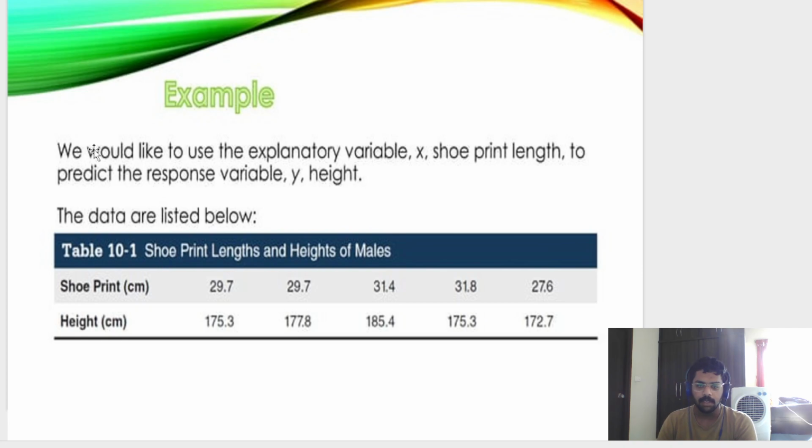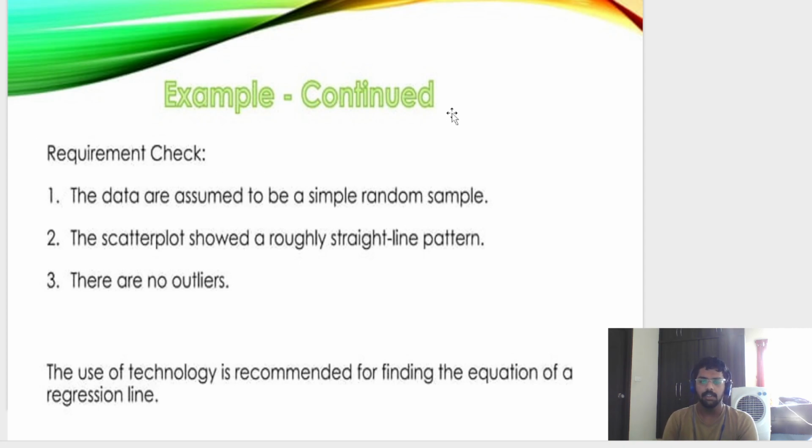And here is an example. Here x is the shoe print length and y is the height. So we are using shoe print length to predict a variable called height. Okay, now we have an example. What should we do to check the requirements? The data are assumed to be a simple random sample, and the scatter plot shows a roughly straight line pattern, and there are no outliers.